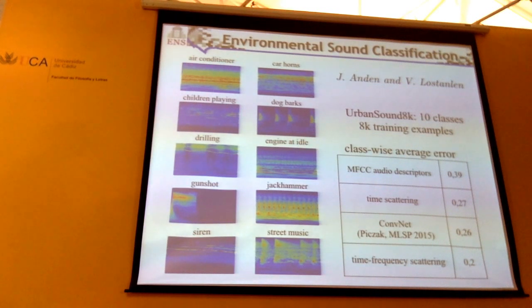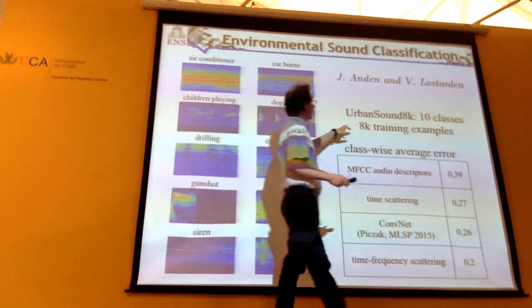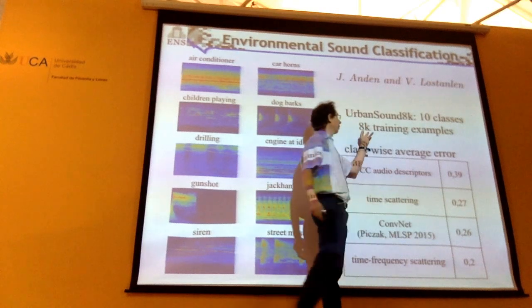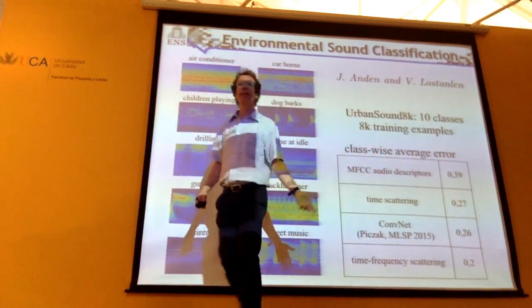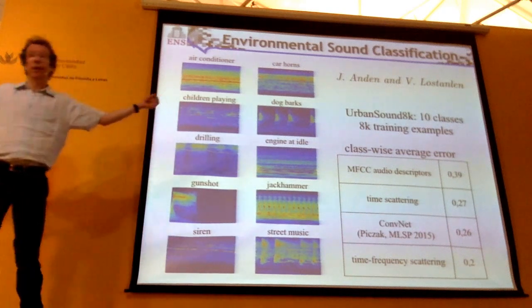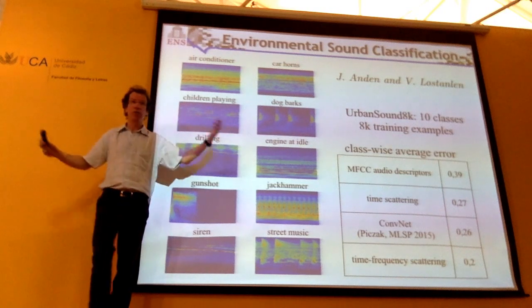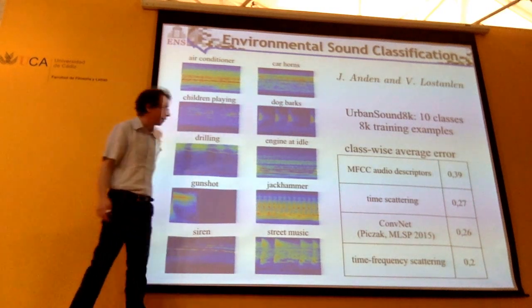That's all. Okay, and there are many lines. Ten classes, 8,000 examples, so about 1,000 examples per class. And these are very big signals. It's not like CIFAR, very big. So you don't have many examples.